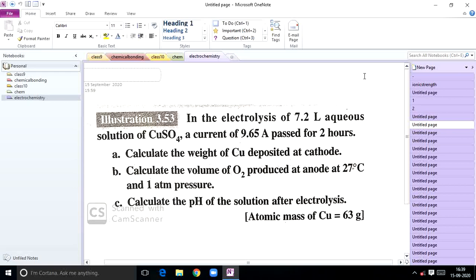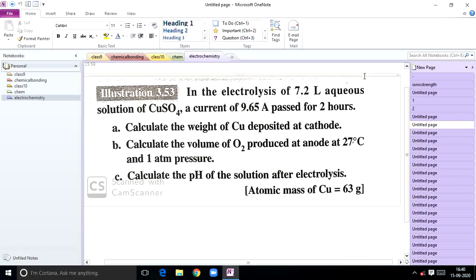Read the question. In the electrolysis of 7.2 liters of aqueous copper sulfate, a current of 9.65 amperes passed for 2 hours. Calculate the weight deposited at cathode. Calculate the volume of oxygen produced at anode at 27 degrees Celsius and 1 atmospheric pressure. Calculate the pH of the solution after electrolysis. So do this one. How will you solve this one?